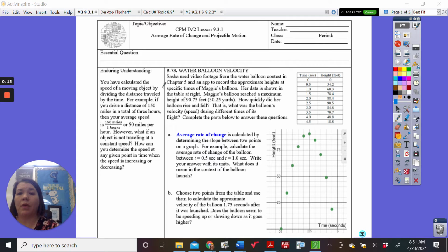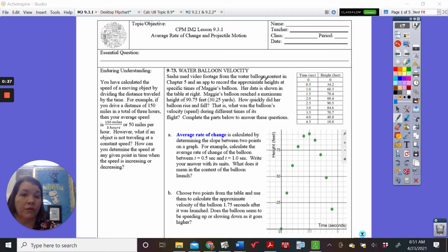You have calculated the speed of a moving object by dividing the distance traveled by the time, because that's what speed is, distance divided by time. For example, if you drive a distance of 150 miles in a total of 3 hours, then your average speed is 150 miles divided by 3 hours, or 50 miles per hour. However, what if an object is not traveling at a constant speed? How can you determine the speed at any given point in time when the speed is increasing or decreasing?